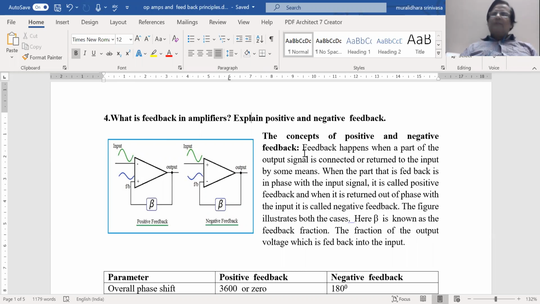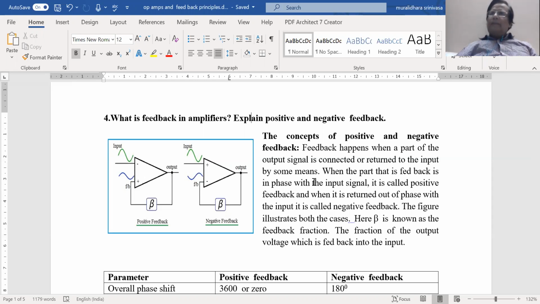Feedback happens by some means. You make use of components, a part of a circuit, to return part of the output to the input. When you return the output back into the input, it can happen in two ways. One is you can be returning the output, or a fraction of the output to be more precise, back into the input in phase with the input signal. Then you call it positive feedback.